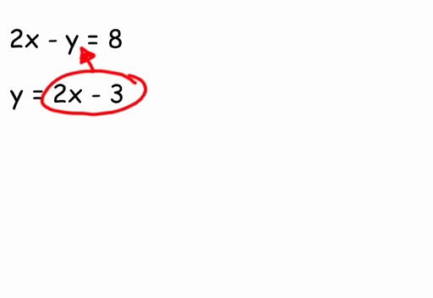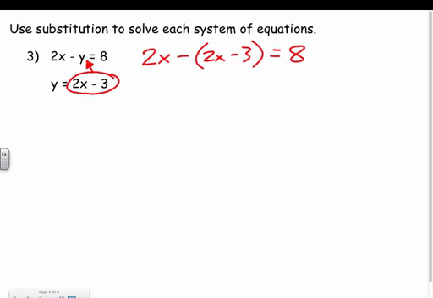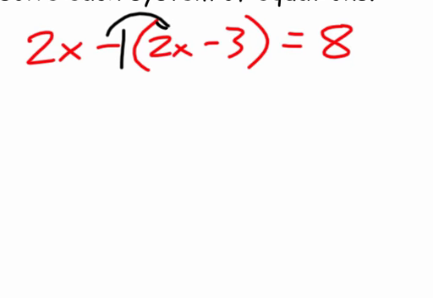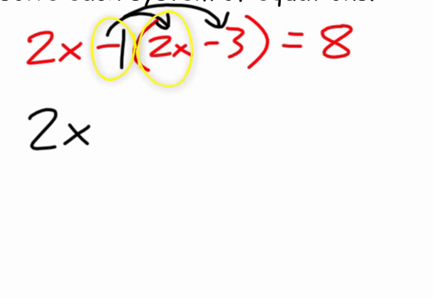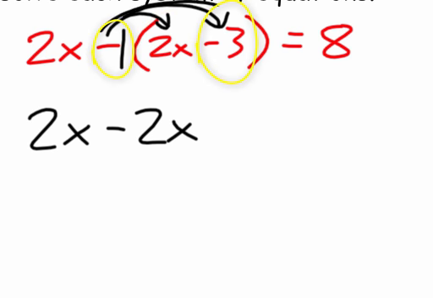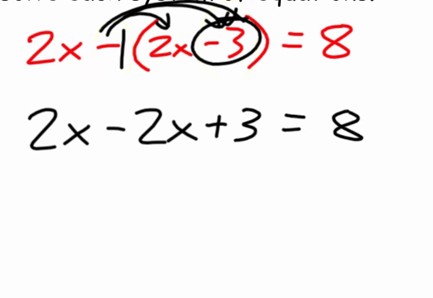When I plug that in, I'm going to rewrite this first equation. 2x, it's minus y. So minus, this is where the parentheses are important. Minus (2x minus 3) equals 8. Because what happens, this is really an imaginary negative 1 out front, so I got to distribute a negative 1 when I simplify. So just be careful sometimes. Don't work too fast. So 2x, negative 1 times 2x, or distribute that negative, is a negative 2x. And then negative 1 times negative 3 is a positive 3 equals 8.